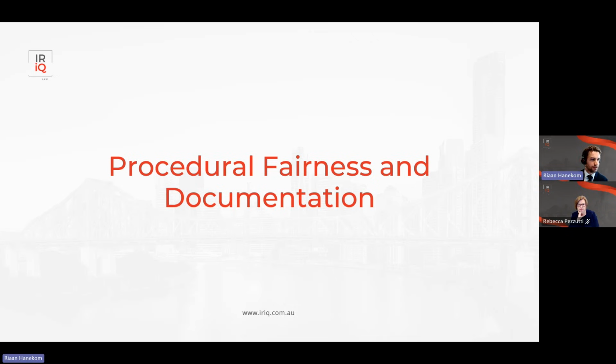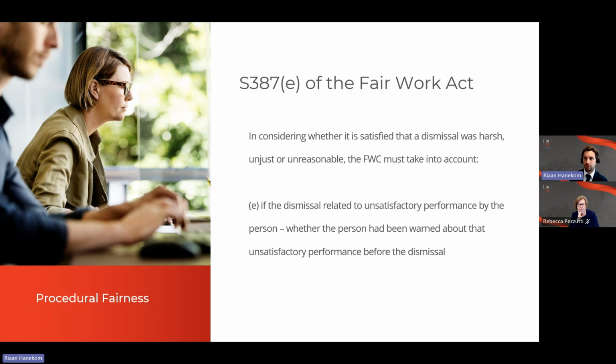Another very important point is, if we do get to the point where we have to terminate someone for underperformance, and this is assuming the employee has access to unfair dismissal, one of the questions the Commission has to ask is, if the dismissal was related to unsatisfactory performance, whether that person has been warned about that unsatisfactory performance before the dismissal. So it's a legal requirement, but I think it's far better not to be concerned only with the legal requirement, but to recognise there's a sincere benefit to the business in addressing underperformance early.